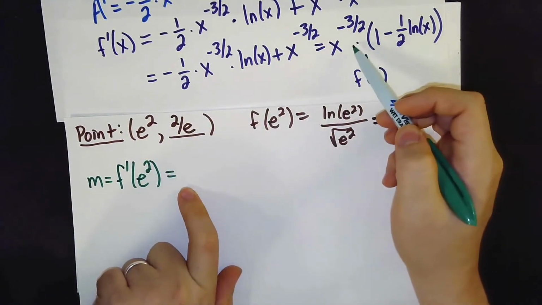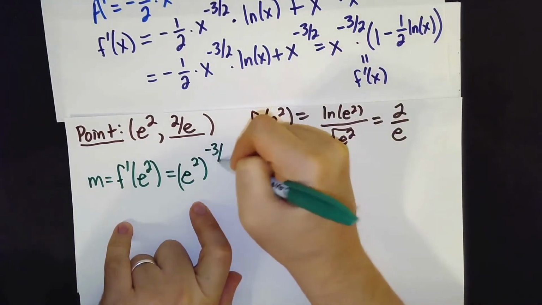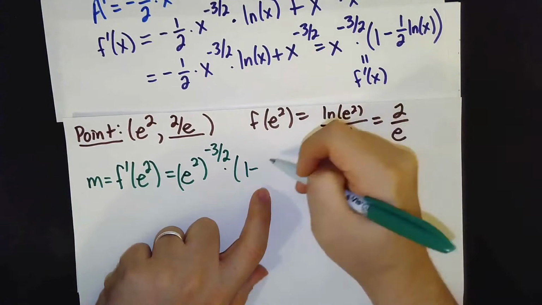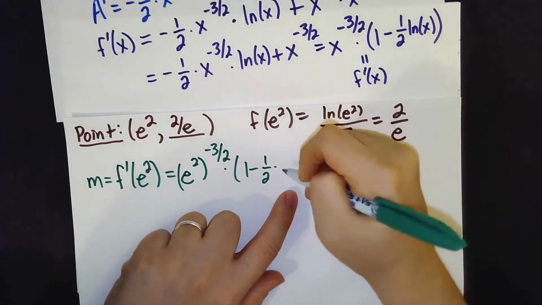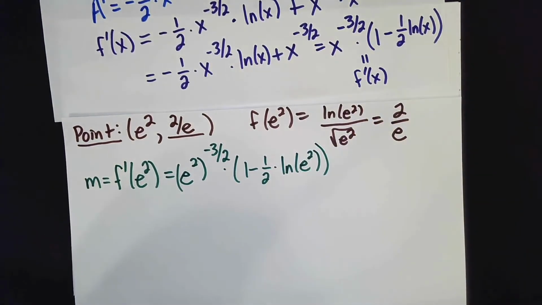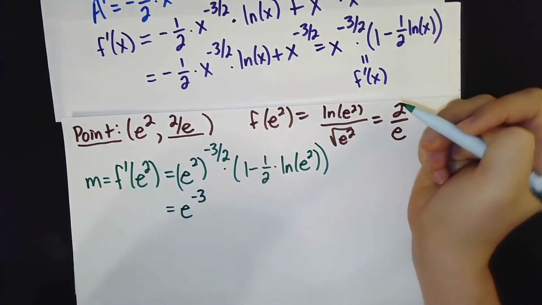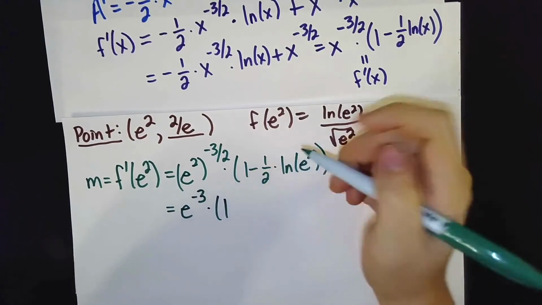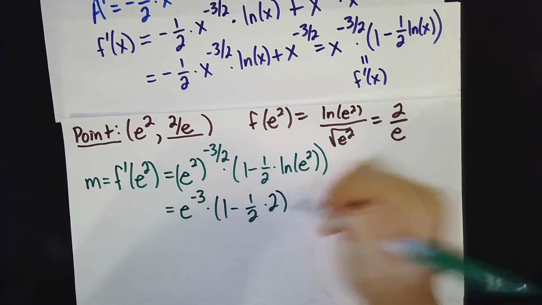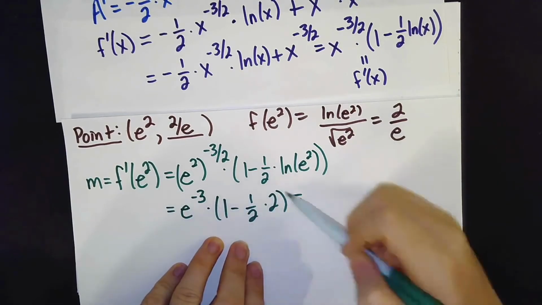And so following along here, this is going to be e squared to the minus 3 halves times 1 minus 1 half times the log of e squared. E squared to the minus 3 halves is going to be e to the minus 3 times 1 minus 1 half times the natural log of e squared, which is 2. But here you can actually notice this thing is 0.